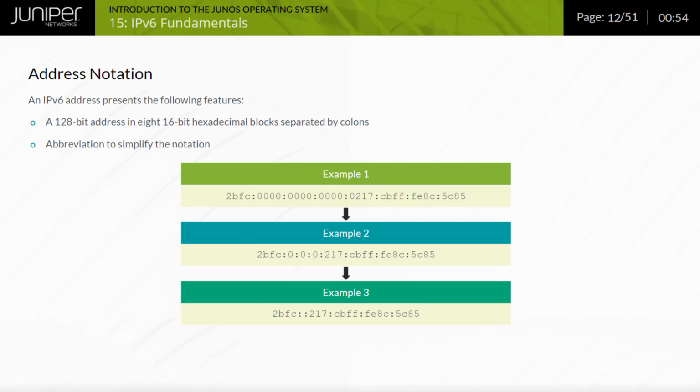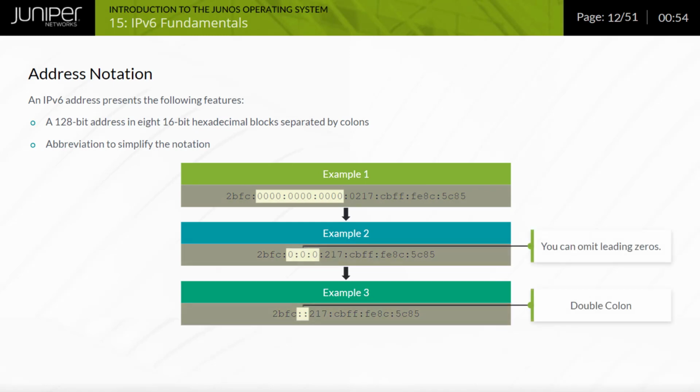Consider these examples. You might think that you are looking at 3 different IP addresses, but in fact, you are looking at the same address in all 3 examples. 4 consecutive zeros in an address can be identified as a single zero. You can omit leading zeros from the notation.